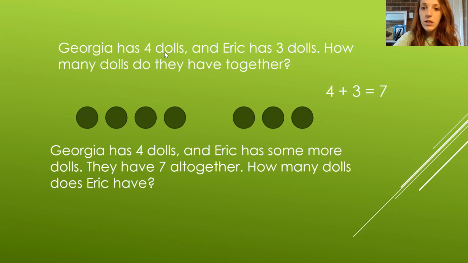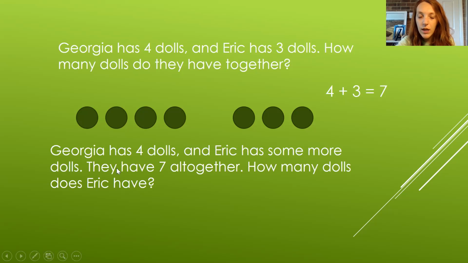So the first question was, how many dolls do they have together? And we were right. They had 7. But listen to this one. Georgia has 4 dolls and Eric has some dolls. So in this one, listen, Georgia has 4 dolls and Eric has some dolls. Okay, do we know how many dolls Eric has in our new story? We do not know how many dolls Eric has. We know how many Georgia has. It says Georgia has 4, but it just says Eric has some, and we don't know how many some is.